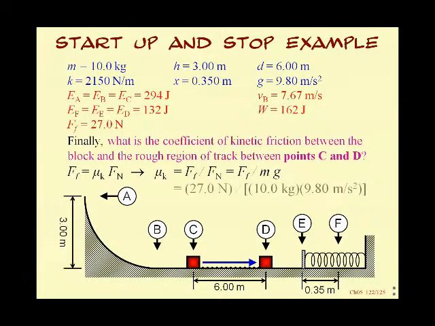I know what all those values are, so I can plug them all in. So I have the force of friction is 27 newtons divided by the product of 10 kilograms and 9.8 meters per second squared, which gives me a coefficient of 0.276 in that region between C and D. So that's what my coefficient of friction was, and that's effectively the whole problem.